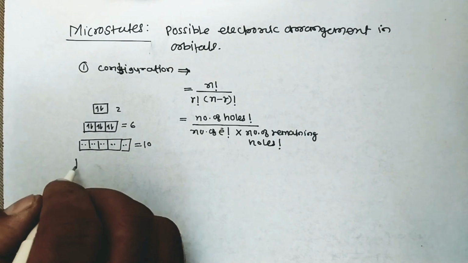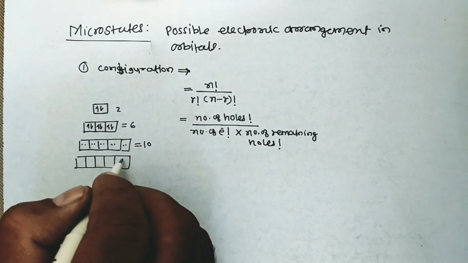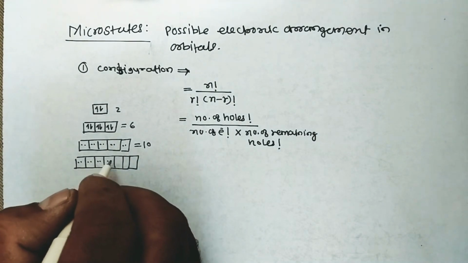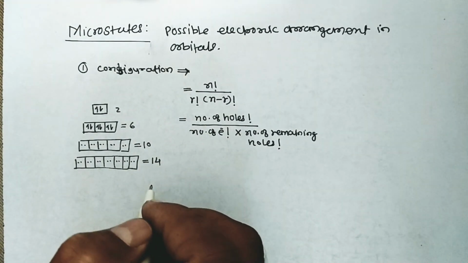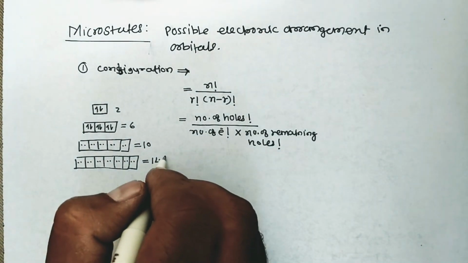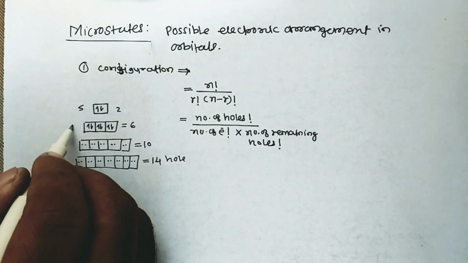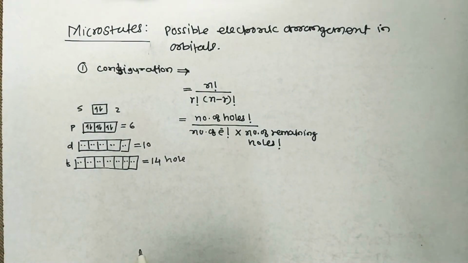And for f orbitals there are 7 suborbitals, therefore 14 electrons can be placed, therefore there are 14 holes for f orbital. So these are the number of holes for given orbitals.